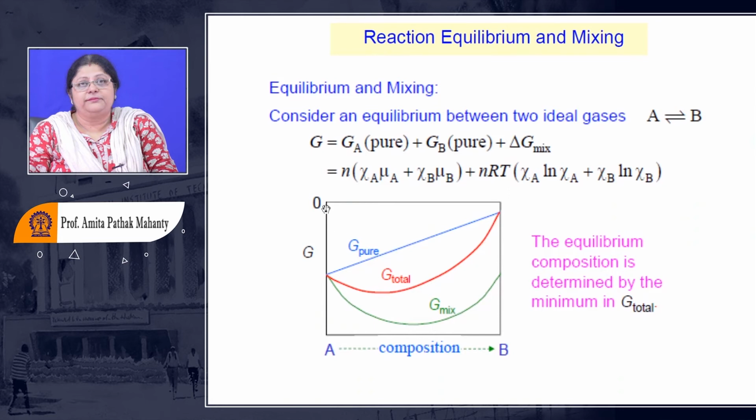If you look at the diagram, this we have seen for the delta G mixing. I have G on the y-axis and composition on the x-axis. So with the composition, I have a change in G.